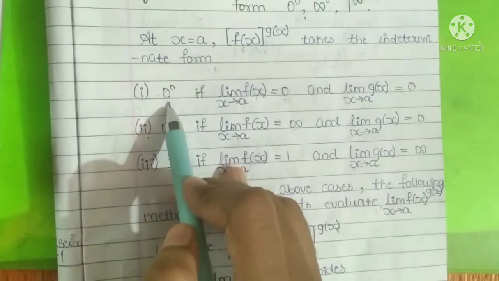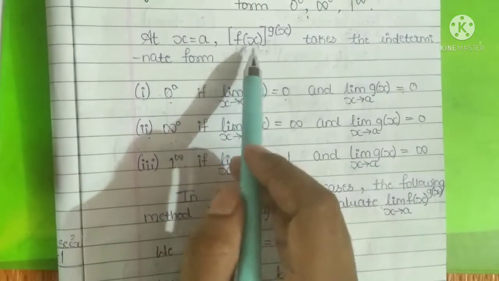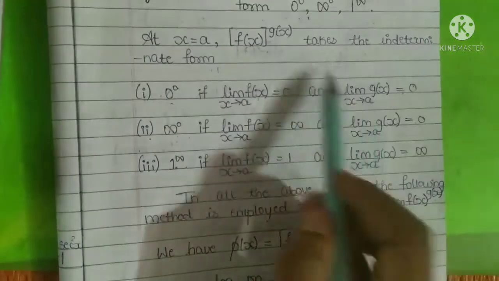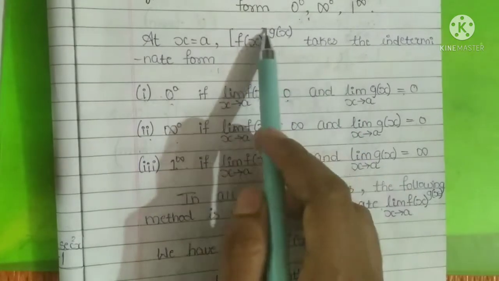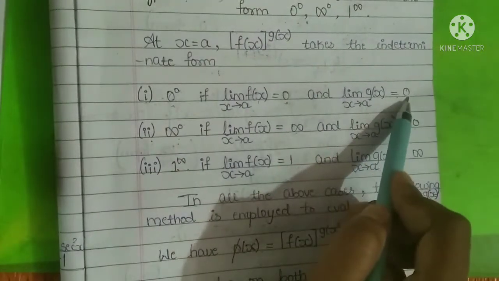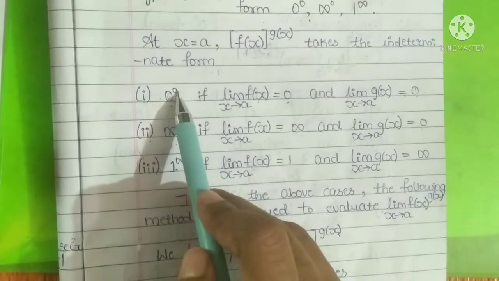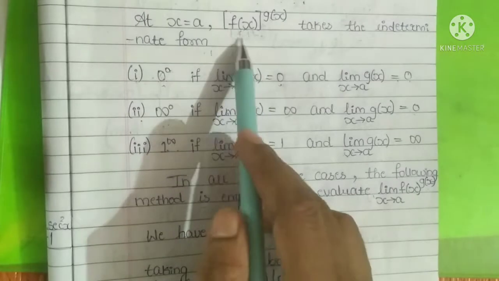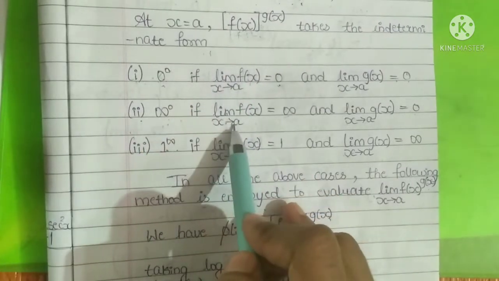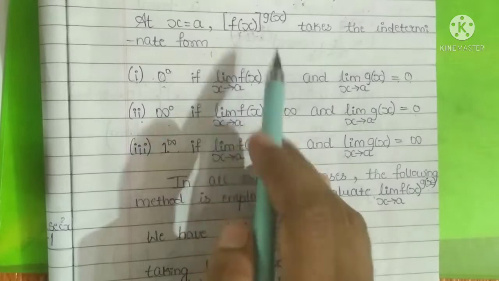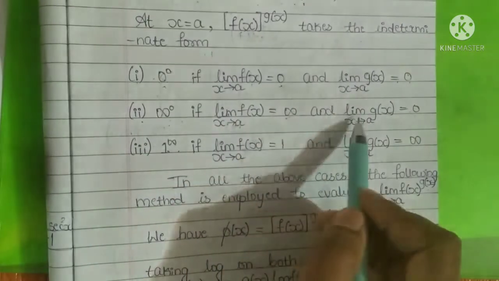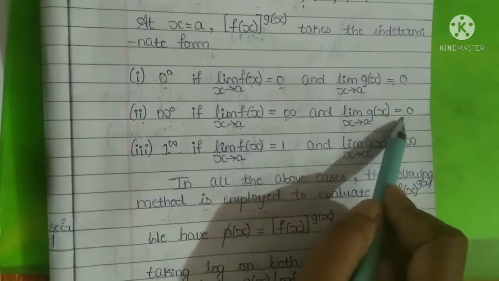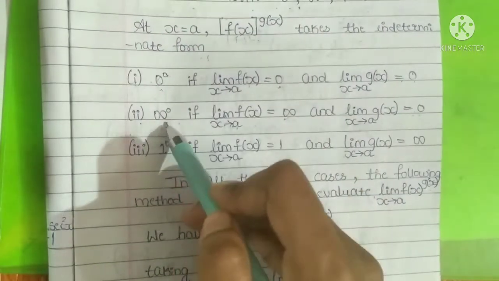When do you get the 0 to the power of 0 form? When you apply the limit for this function f of x and you are getting the answer as 0. Again, when you apply the limit for the function g of x and you are getting the answer as 0, we say that the function is of the form 0 to the power of 0. Then suppose when you apply the limit as x tends to a for the function f of x, and you get the answer of infinity, and the same limit applied for the function g of x gives the answer as 0, then you will get the infinity to the power of 0 case.